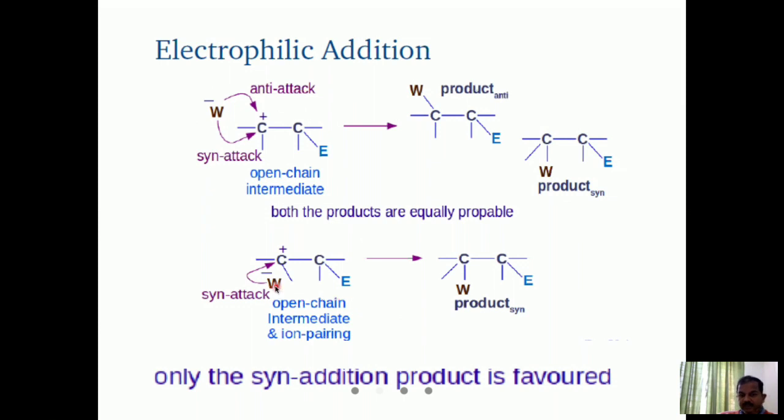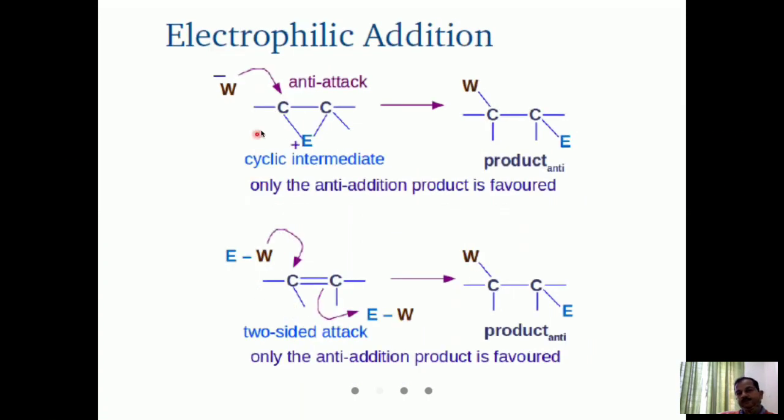Now you can see, if the attack is exclusively from this side and not from this side, then the product is syn. So only the syn addition product is favored if the condition is that it will attack only from this side. When is it possible? Sometimes the bond between the electrophile and nucleophile will break and immediately, since this is very reactive, it will react from the same side. There is not enough time to attack from the other side.